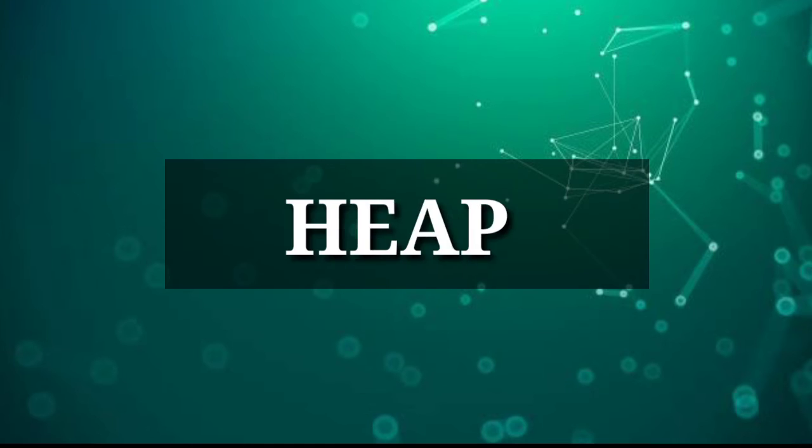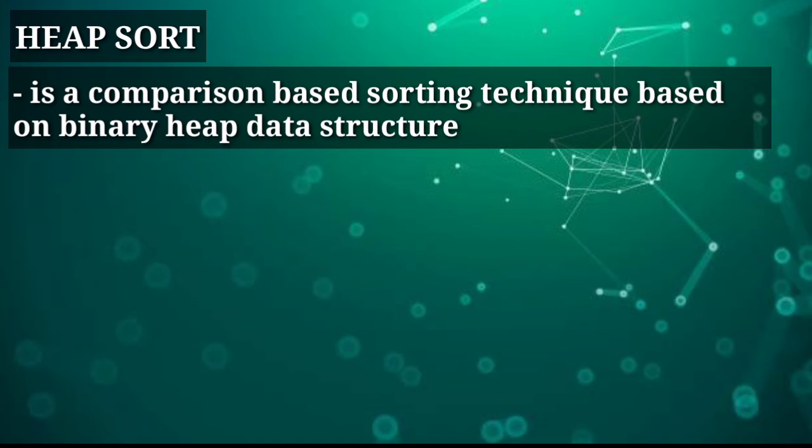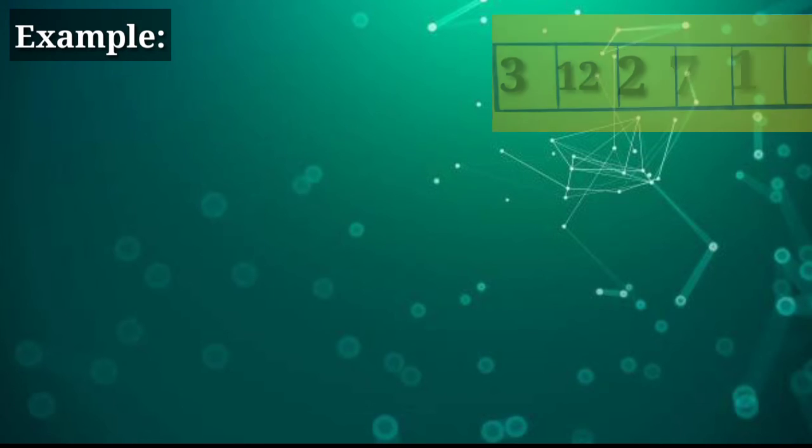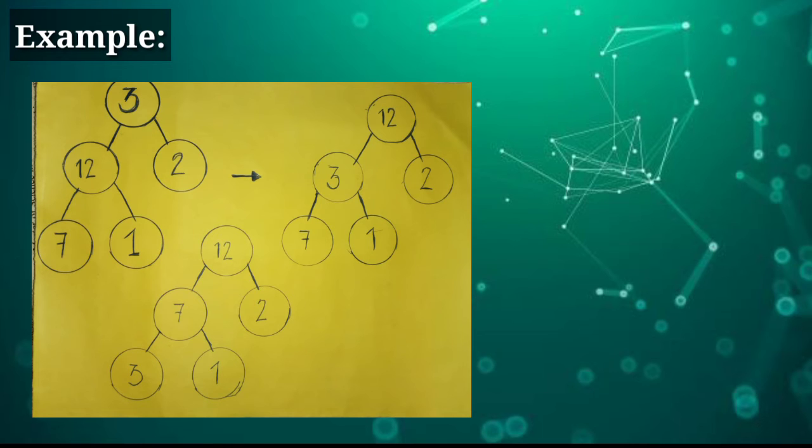Next is heap sort. Heap sort is a comparison-based sorting technique based on binary heap data structure. For example, first we build the heap using the given element. Now that we have built a heap, we need to transform it into a max heap. We create a max heap to sort the element in ascending order. In a max heap, parent node is always greater than or equal to child node.